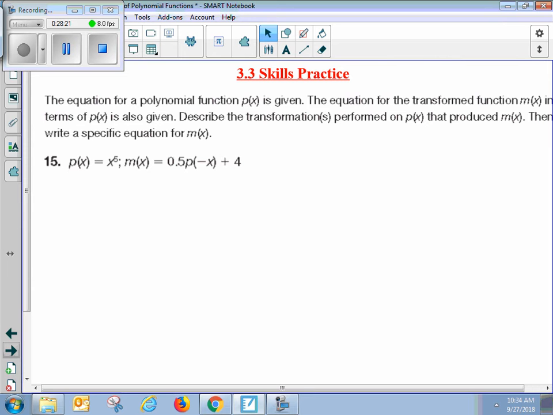Last one. This is number 15, right on your skills practice. I need to describe this. So listen to my words. I'm not writing down my description, but you need to write down your description. And then I'm going to write my new equation.